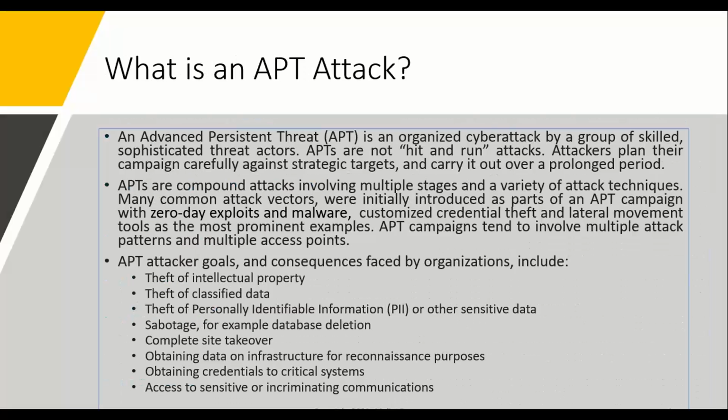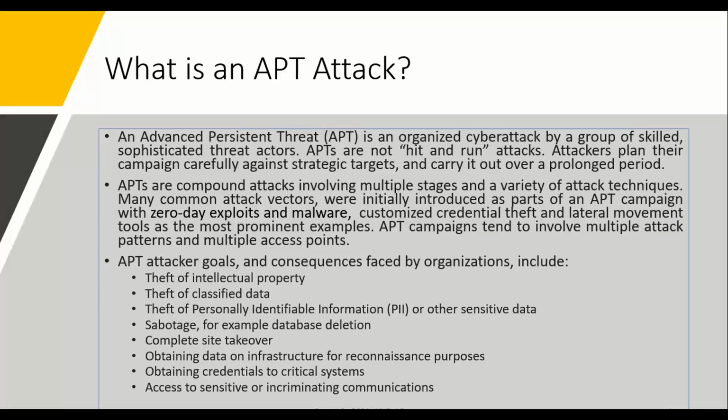So, APT attacker goals and consequences faced by organizations. Whenever an APT attack happens, their goal is either theft of intellectual property, classified data, personally identifiable information (PII) or sensitive data; it could be sabotage like database deletion, cyber espionage, or a complete site takeover; obtaining data on infrastructure for reconnaissance purposes, obtaining credentials to critical systems, or access to sensitive or incriminating communications. So these are some of the goals.